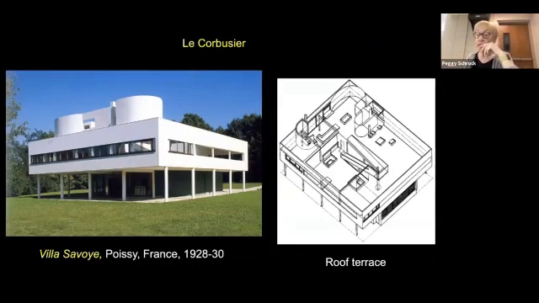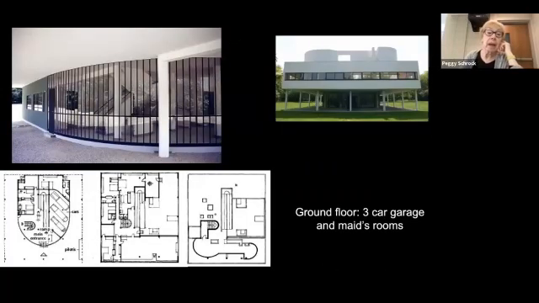Here's a cutaway view, and you can see the roof terrace. There are other things that reference the ship inside. There aren't any traditional stairs. It's all ramps or spiral stairs like you would find in a ship, as we'll see.